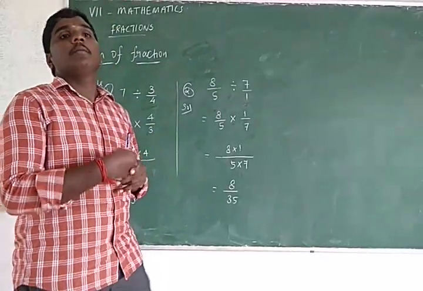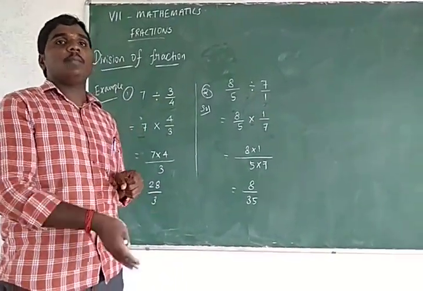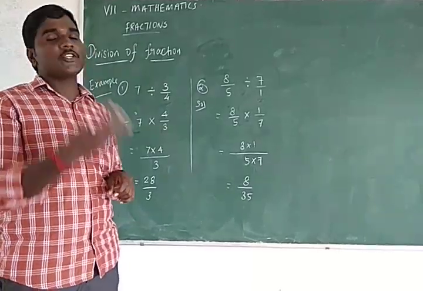Okay. So division of a fraction by a whole number is over. Fraction by whole number is over. Next, fraction divided by fraction.